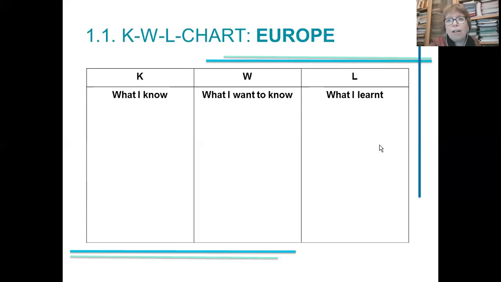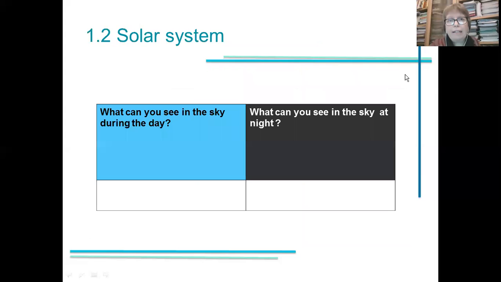So this is a chart that helps to reflect on your own learning process. So, metacognitive reflection about the learning process. You use it at the beginning of a project and then at the end. This is much easier for little children. What can you see in the sky during the day? What can you see in the sky at night? They can draw instead of writing, to introduce, for example, the solar system.